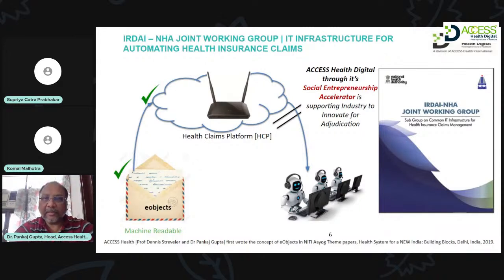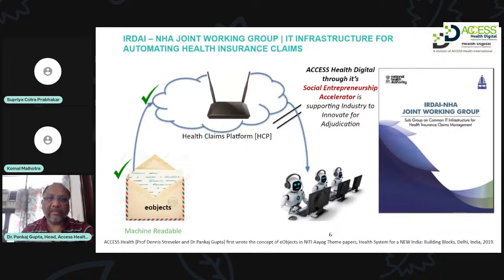Thanks, Supriya. I think you've covered pretty much everything. The only thing is that health claim platform and together with the e-claim object becomes a financial lever for the change. So we always talk about different levers of change for adoption of digital health and everything.